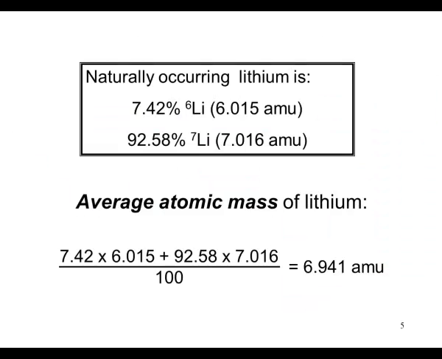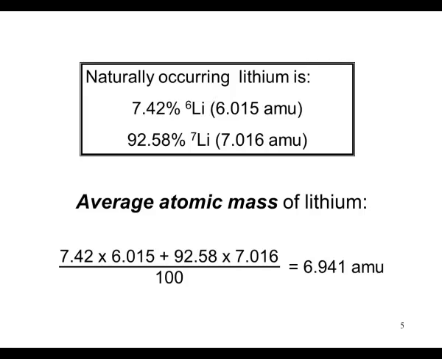The average atomic mass of lithium, shown in this example, is calculated as follows. The abundance of lithium-6 is 7.42%. Lithium-6 weighs 6.015 AMUs. Lithium-7 has an abundance of 92.58%. It weighs 7.016 AMUs. To calculate the average atomic mass, you multiply the abundance times the mass of the isotope.